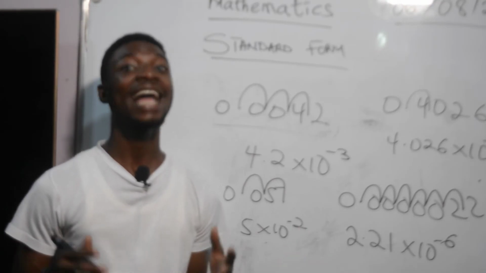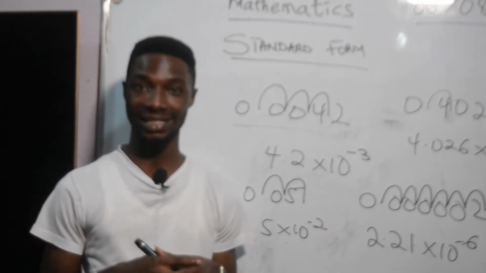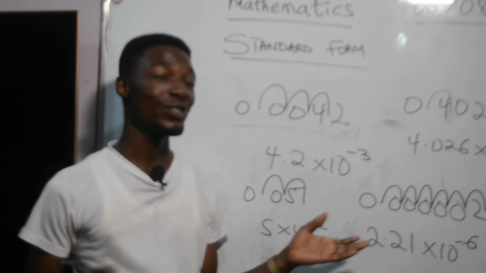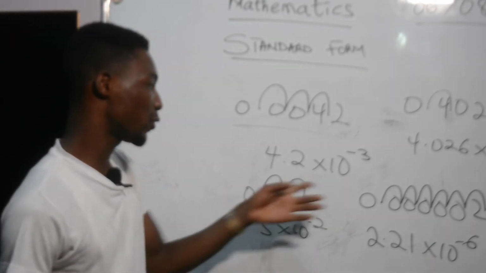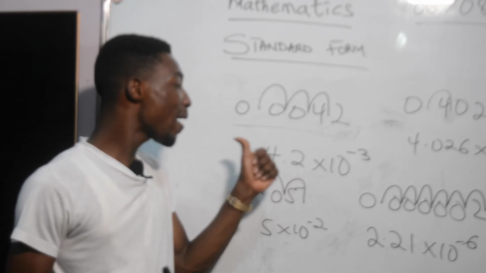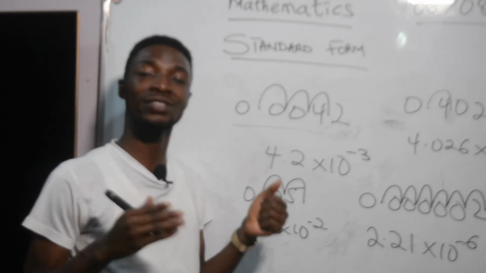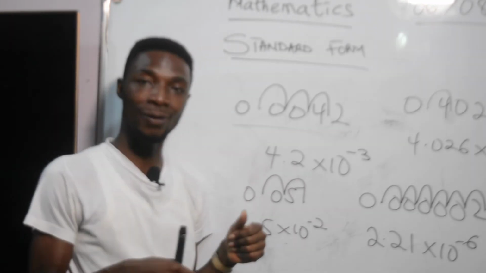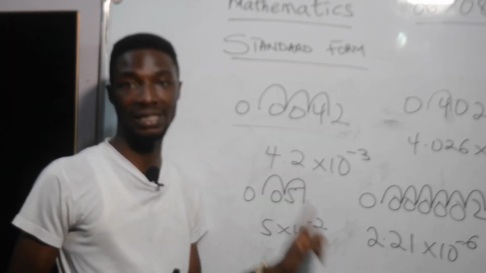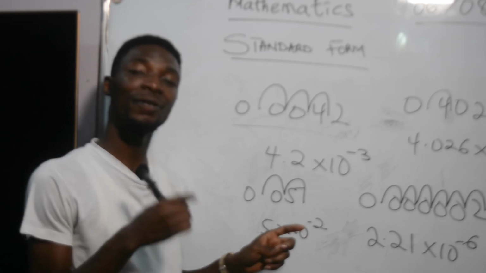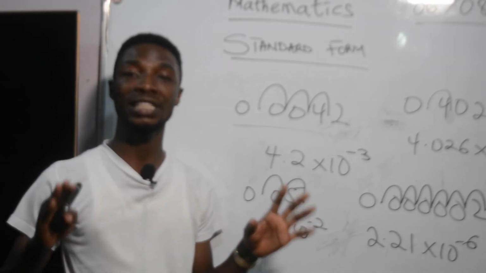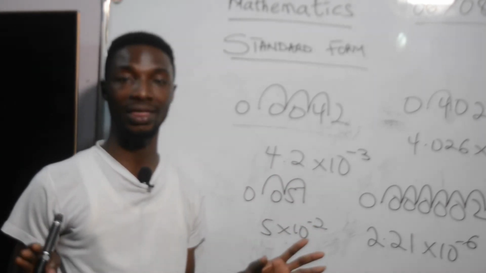Right. I believe you really enjoyed this lesson because it is very, very simple. What have you learned? To express a number in standard form, your decimal point should be at the back of the first non-zero digit. So if you are jumping from the back to the front, your power is going to be positive. But if you are jumping from the front to the back, your power is going to be negative. Very, very simple rules to take home.